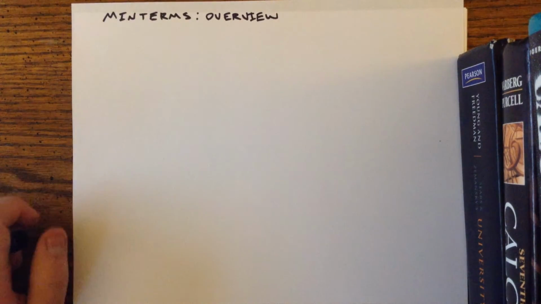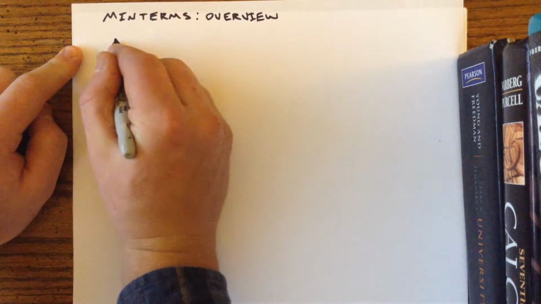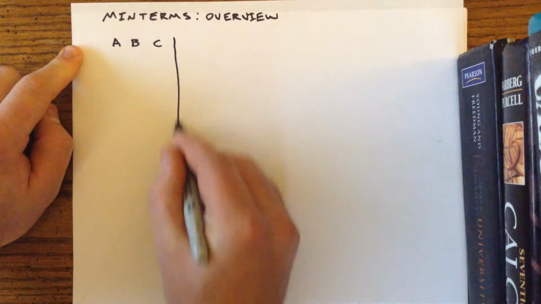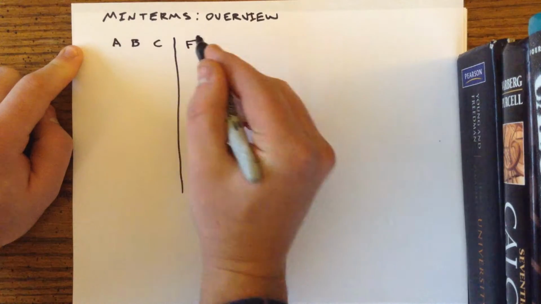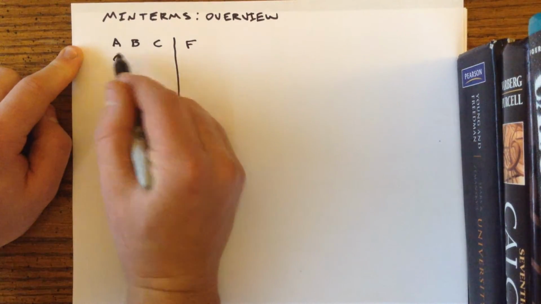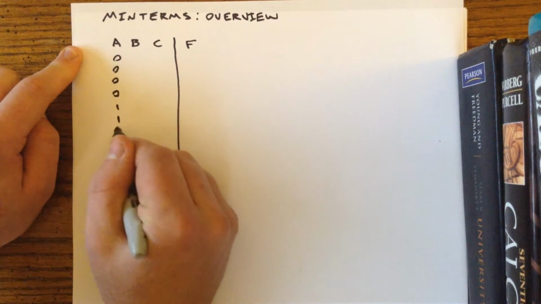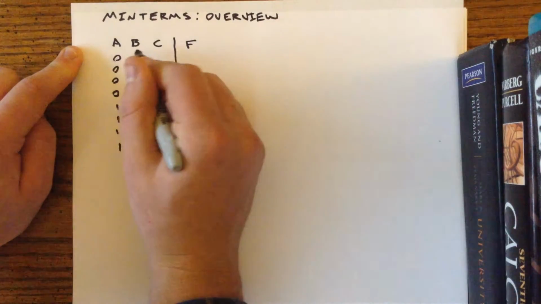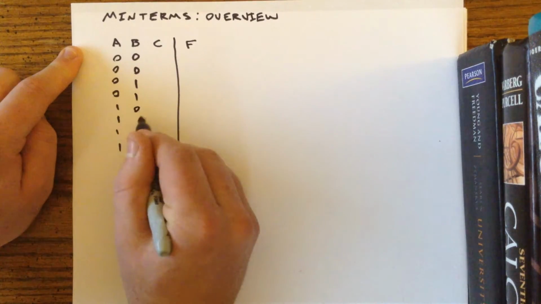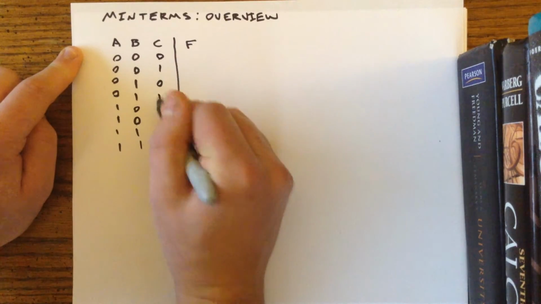So I'm going to go ahead and set up a 3-variable truth table for you, and the variables will be A, B, and C. And I'm going to say that we're going to have a function out from this that will be F. So I'm going to set up this truth table with 4 zeros, 4 ones in the first column, 2 zeros, 2 ones, 2 zeros, 2 ones, and then just alternating every other here.